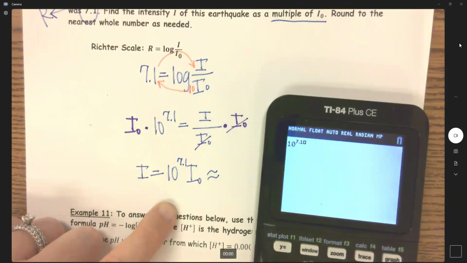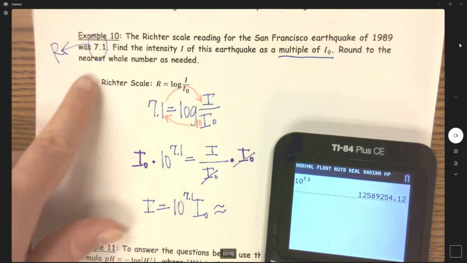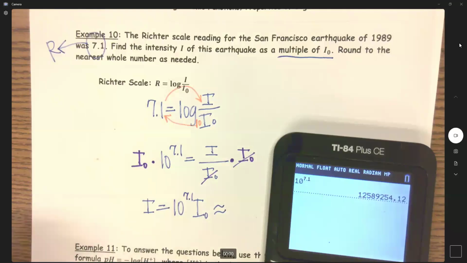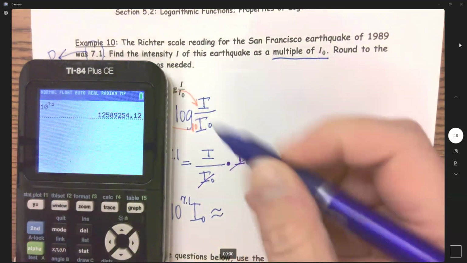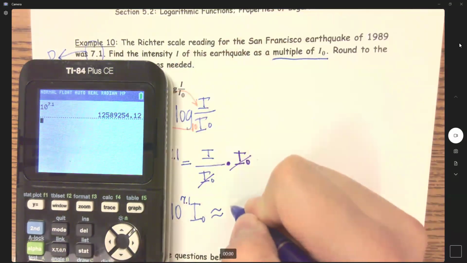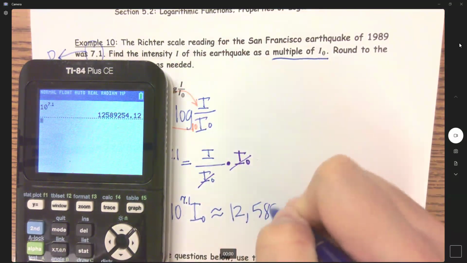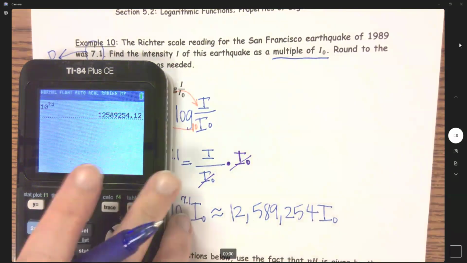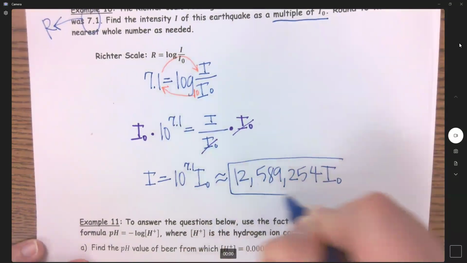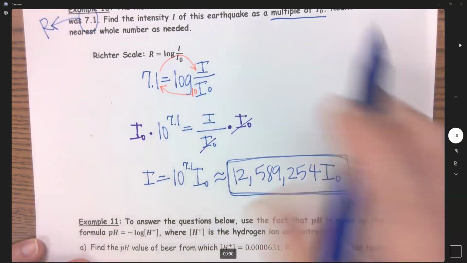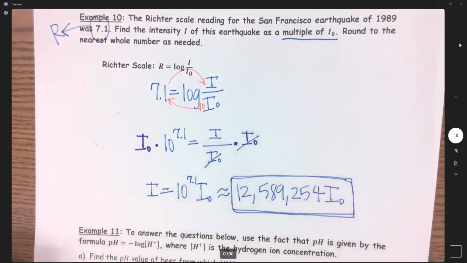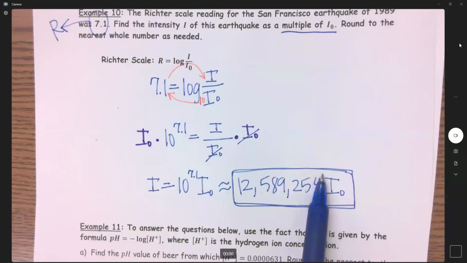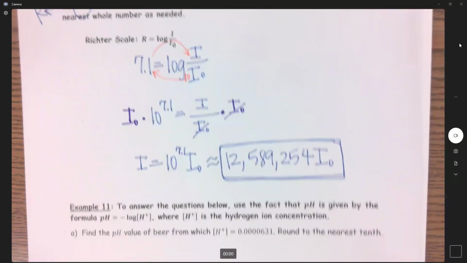So 10 to the 7.1 power is this number here. And we are rounding to the nearest whole number as needed. So that 1 is going to make that 4 stay. So this means we have 12,589,254 I naught. Again, because this is a multiple of I naught, that will be part of our answer. Now, I think whenever you type this in, it already has this here, so you have a box right here in front of it, so you're not typing that in, but that is part of our answer.